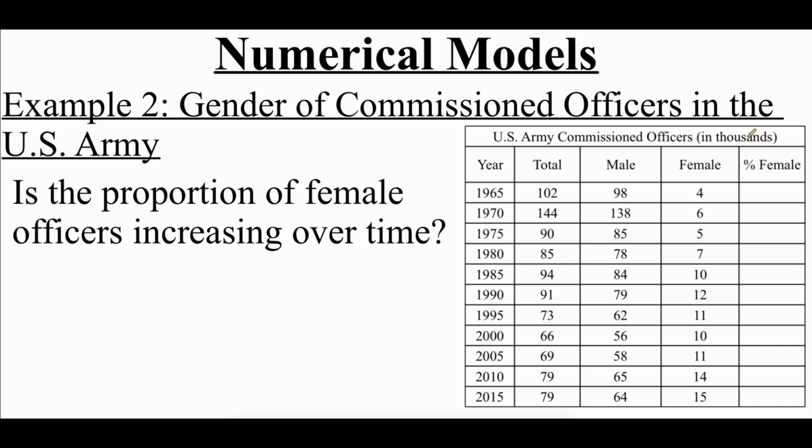Now, these numbers are represented in thousands. So this doesn't mean that there's 102 total officers. This means 102,000. Here, there was 144,000. Now, we've got gender breakdowns in here, the total number of male officers and then female officers.